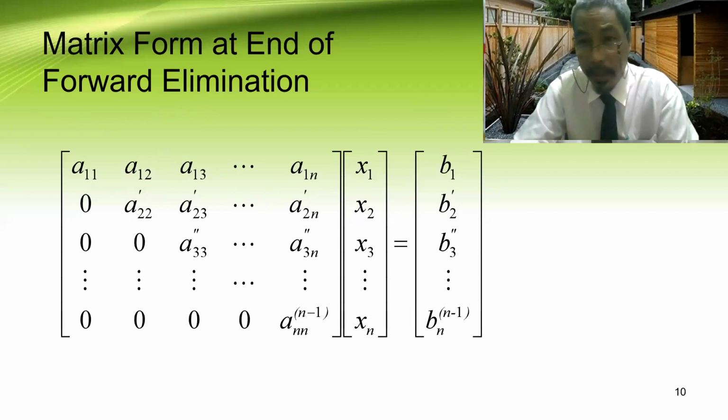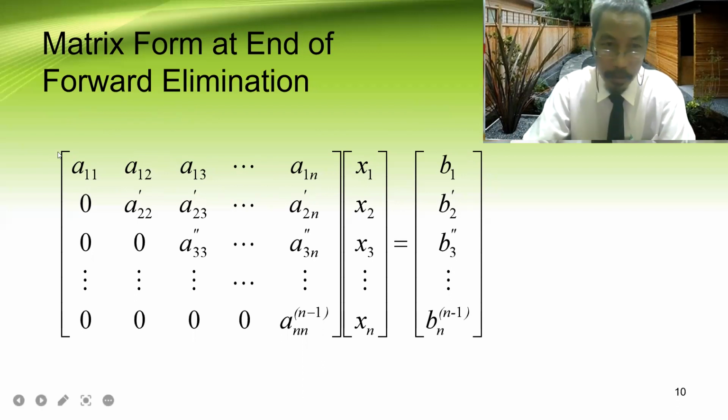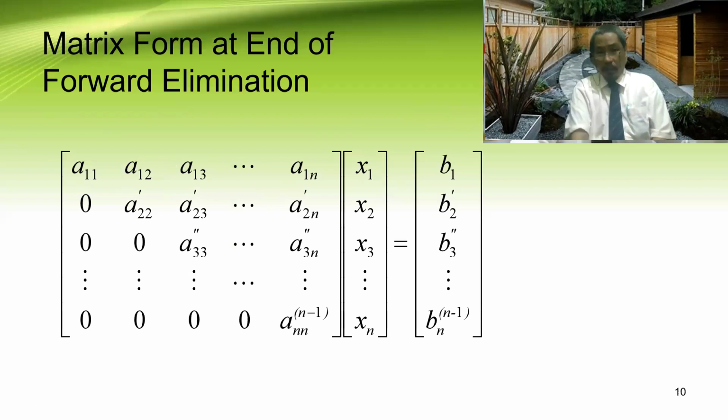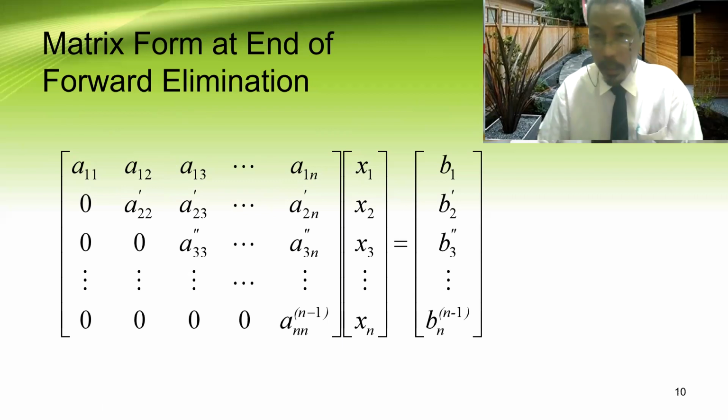Therefore we need n-1 steps, and if you put that inside a matrix form, it looks like this: x1, x2, x3 to xn, b1, b2 prime, b3 double prime, b4 triple prime, and so on. So this is the result of our first phase, which is forward elimination.